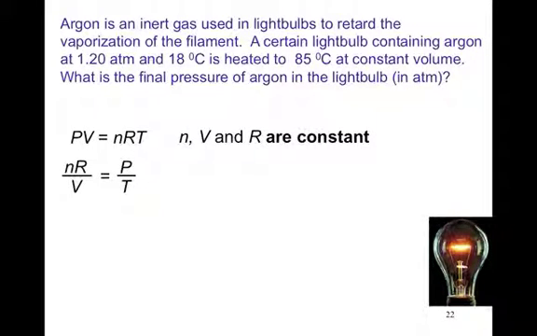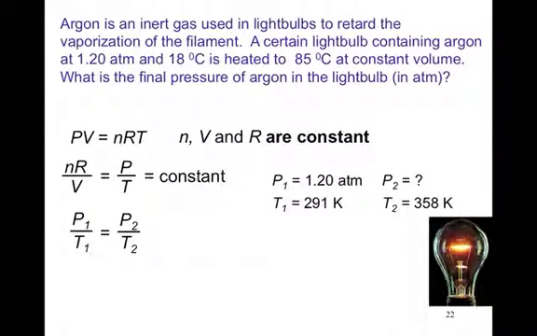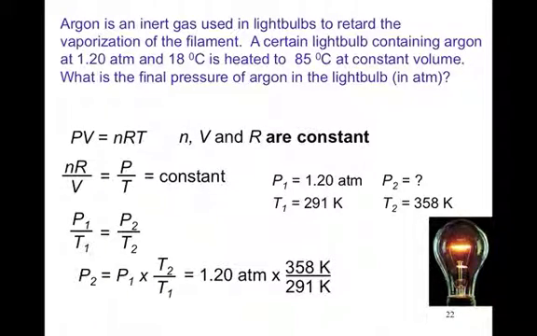So it's just your moles times R over V equals P over T. Those are going to be constant. And so pressure 1 over temperature 1 equals pressure 2 over temperature 2. It's kind of like PV over T equals PV over T, the combined gas law. Just we know that volume is constant. So then we can solve for P2 with the values they give us in the question. And hopefully that would be pretty easy.